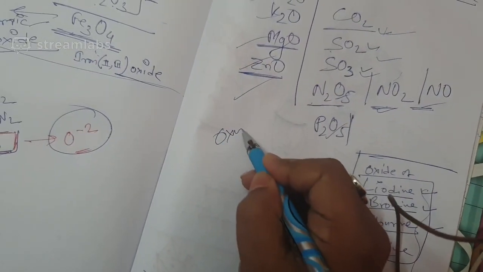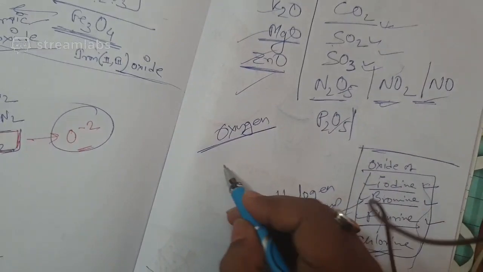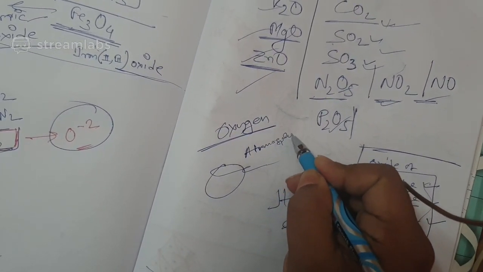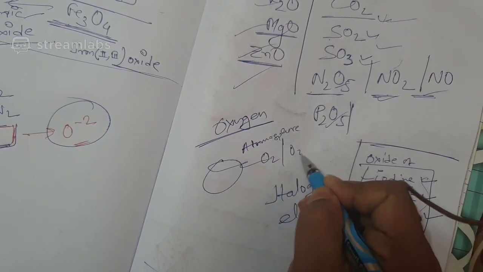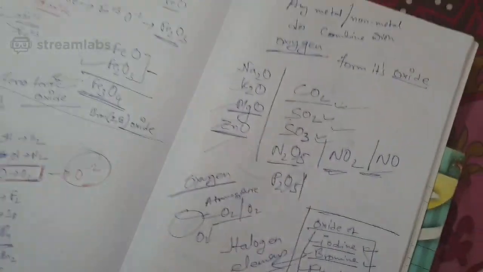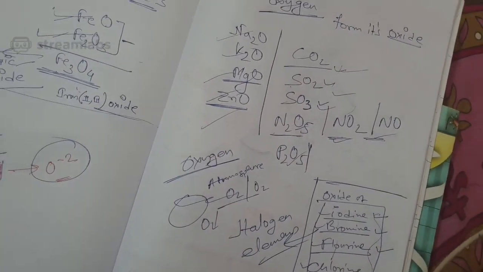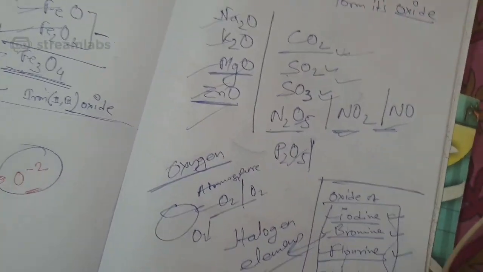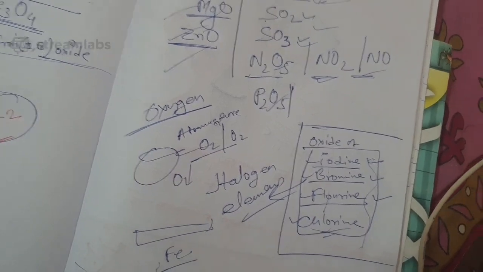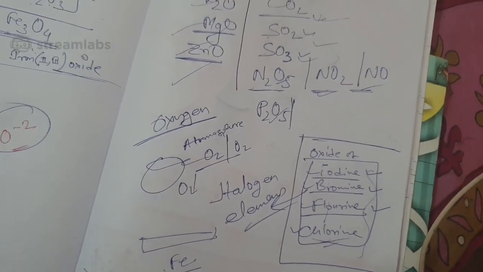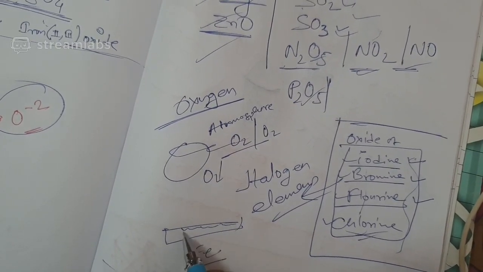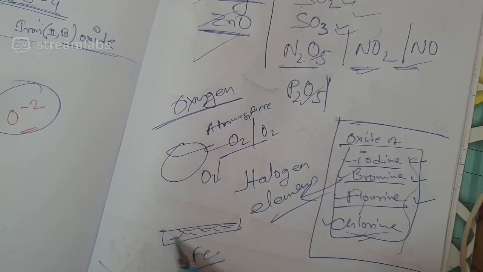Look, oxygen is abundant in the atmosphere, and oxygen is roaming around as O2. But when it comes in contact with any metal or non-metal, it does form its oxide. I will give you one simple example. Suppose an iron rod, iron is a metal, is kept for days and days. After some days you will find that there is rust in the iron.